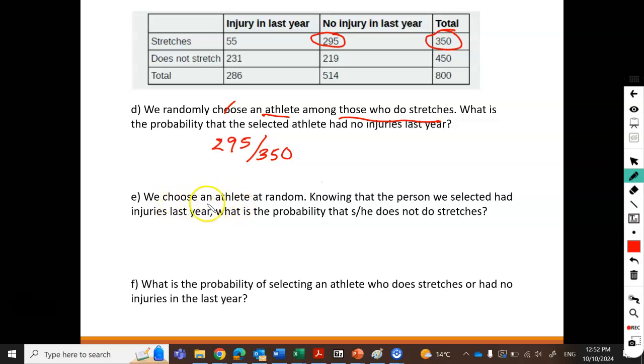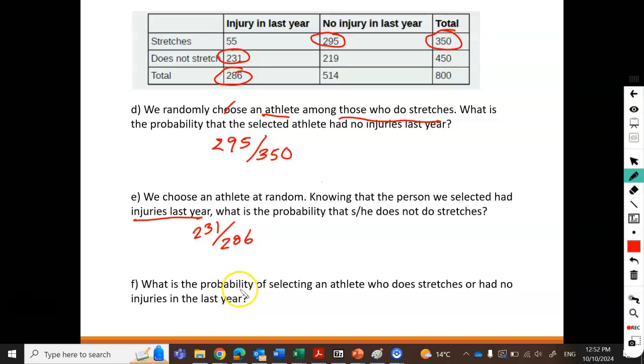The second one, we choose an athlete at random knowing that the person we selected had injuries last year. So this is your conditional probability. We already know that the person had an injury last year, so your sample space is reduced to 286, and you have to find he or she does not do stretches. Those who do not do stretches number 231. So the solution will be 231 out of 286.